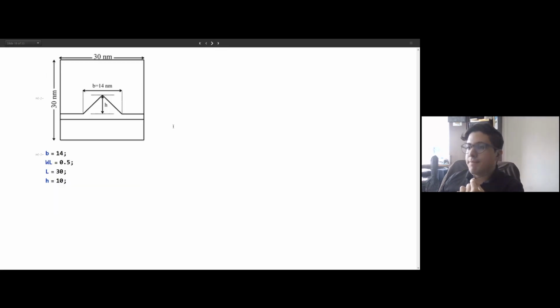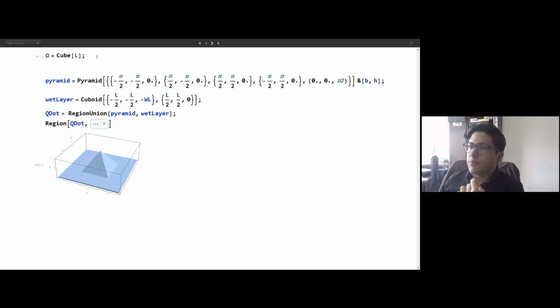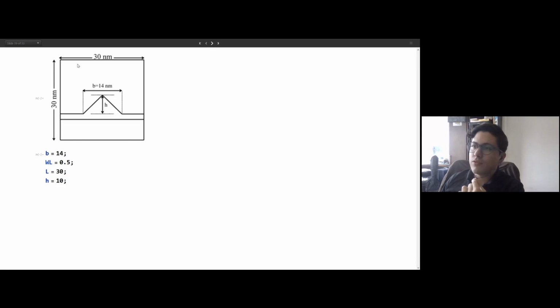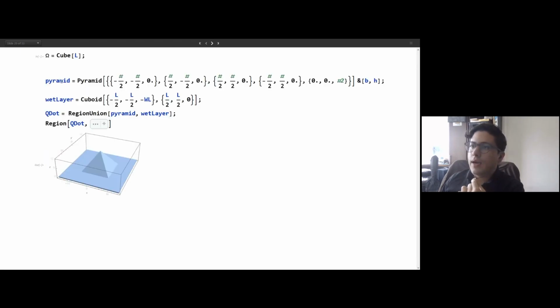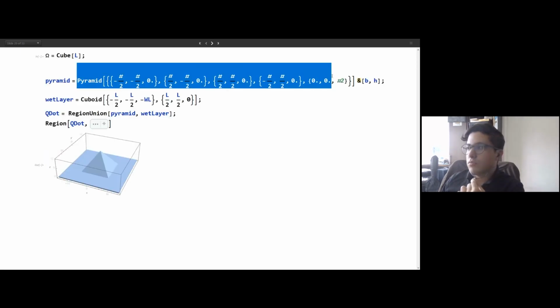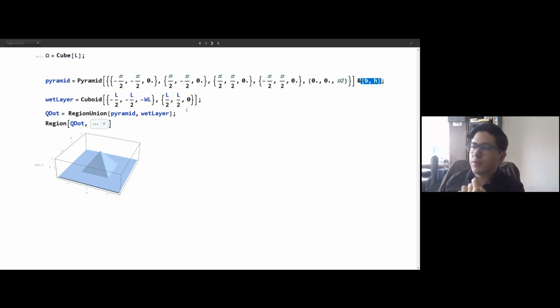So to do that, you need to define the geometry. So here are the parameters that these researchers use. And to replicate it, what I did was first I defined a cube that will represent the outside region, a pyramid with this function that obviously depends on the parameters defined earlier, the wetting layer that is just a cuboid, and the quantum dot will be just the union of these two that you can see right here.